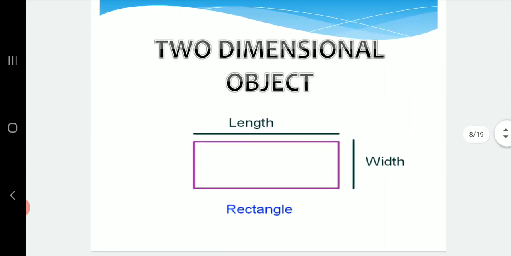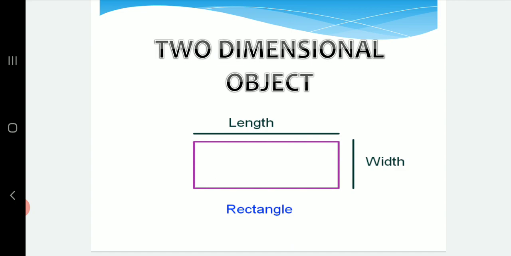See, before we start this lesson, we'll see what a two-dimensional object is. In this, we are going to learn about two-dimensional objects as well as three-dimensional objects. 2D objects. 2D means what? Objects which have only length and width. You can see this is the figure of a rectangle. It has length and width.